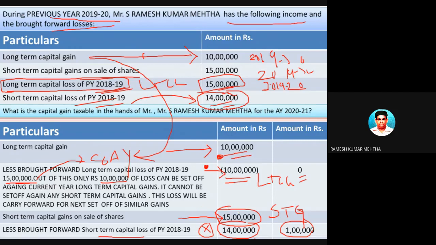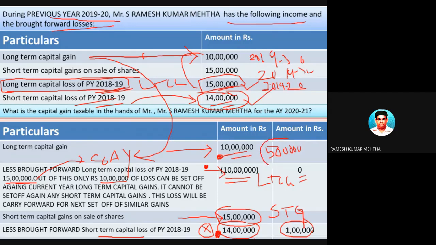Please remember, this amount is fully set off. Out of the long-term capital loss, only 5 lakhs could not be set off because the long-term capital gain is 10 lakh rupees. So out of 15 lakh rupees of long-term capital loss, we can set off only 10 lakh rupees. Now this 5 lakh rupees which is not able to be set off can be carried forward for the set number of assessment years as already shown in the previous slide.